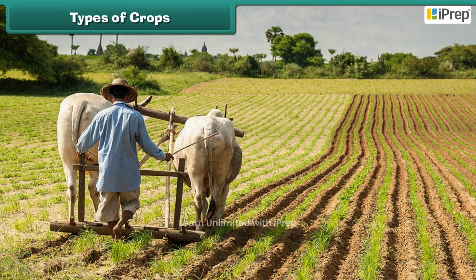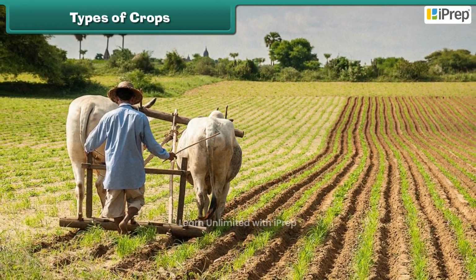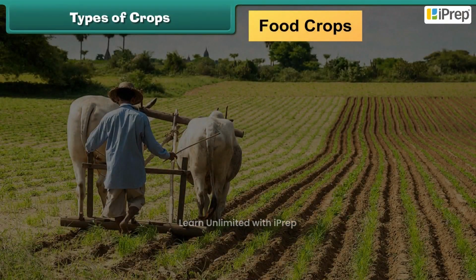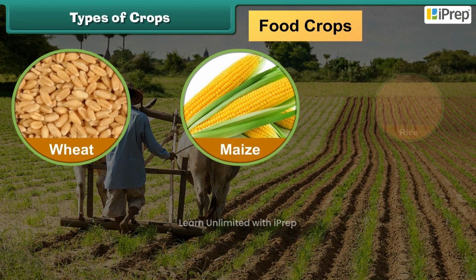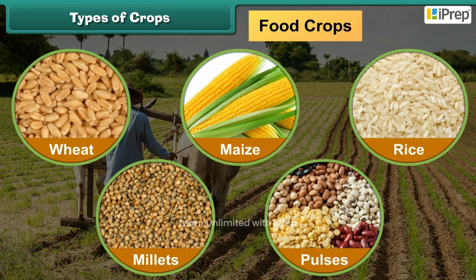Types of crops. The major crops can all be divided into 4 main categories, depending on their usage. Food crops like wheat, maize, rice, millets, and pulses.